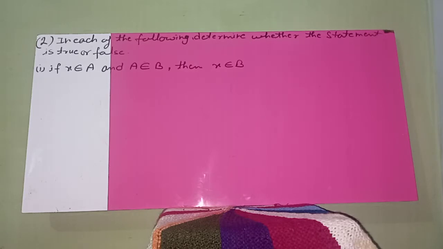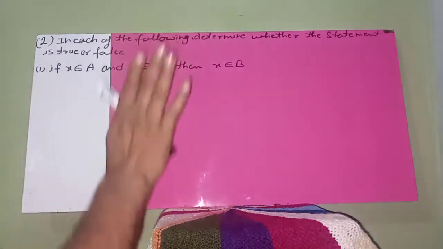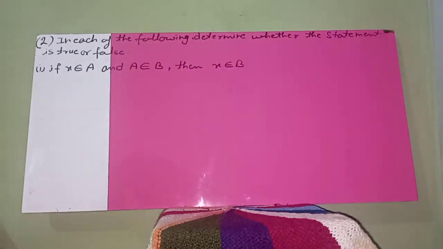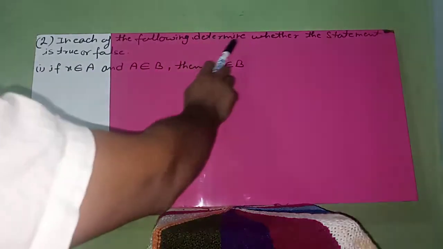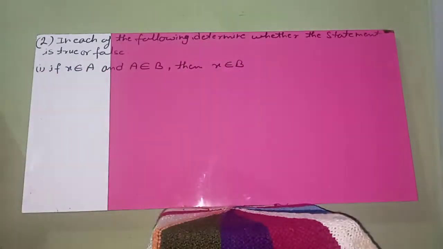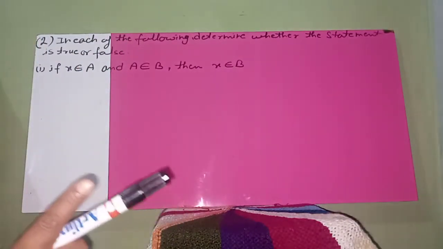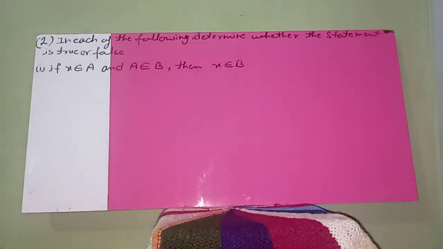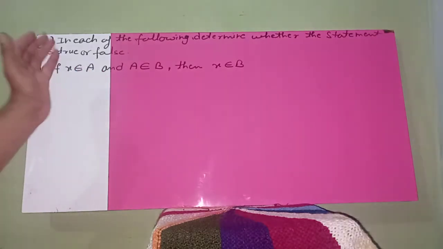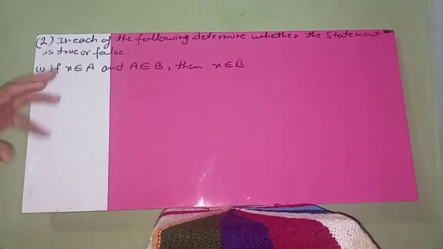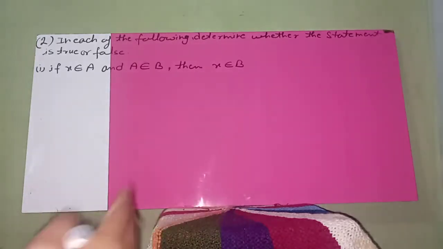Okay, in question number second, question से मैंने question short में लिखा है. Okay, the complete question is: in each of the following, determine whether the statement is true or false. If it is true, prove it. If it is false, give an example. So it means in question number second you have been given some statements, और उन statement को आपने determine करना है whether the statement is true or false. Okay, अब if true तो आपने उसको prove करना है, and if that is false तो आपने उसके examples देने हैं.